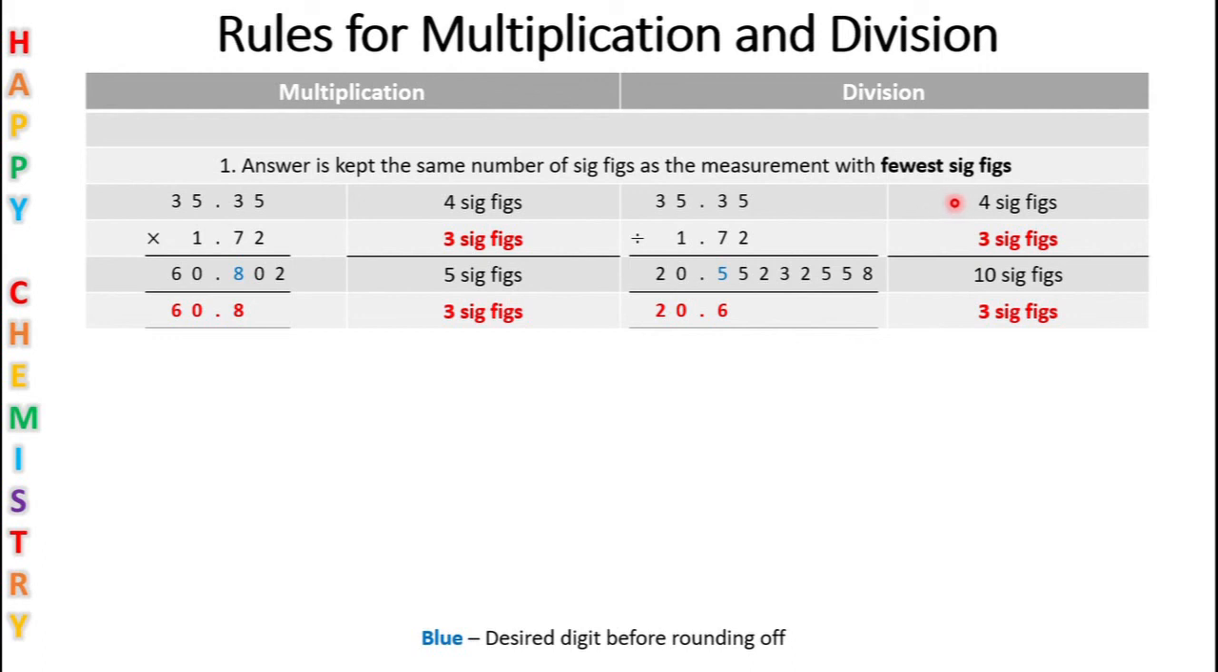35.35 has four significant figures. 1.72 has three significant figures. Therefore, the answer should have three significant figures. However, 20.55232558 has 10 significant figures. To have the correct number of significant figures, the desired number is 5, indicated in blue. After rounding up, the answer is 20.6.